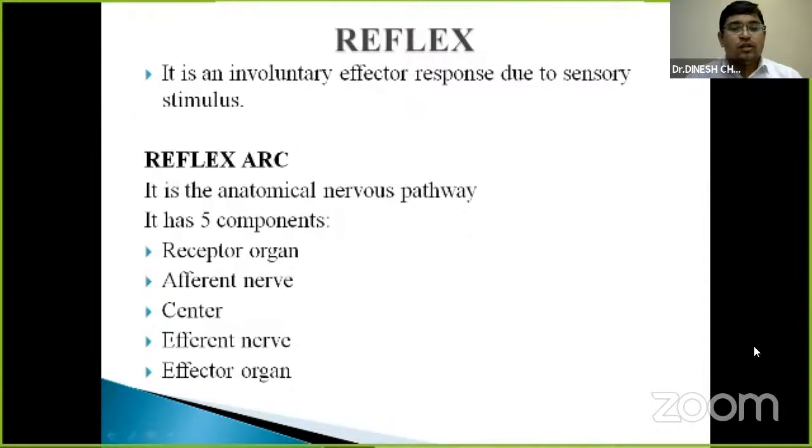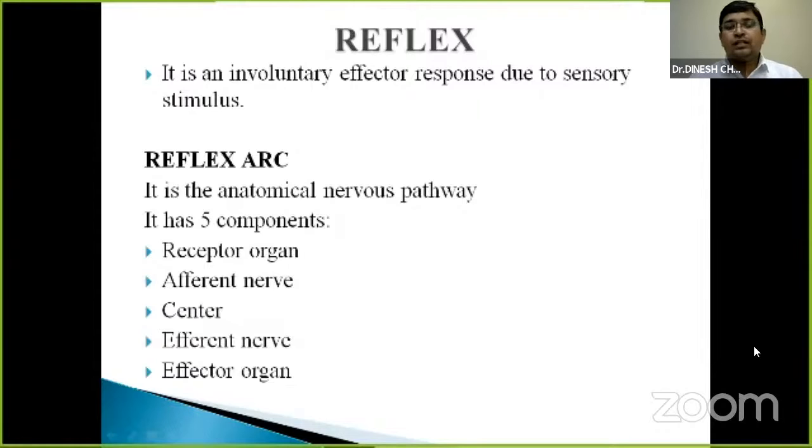First is the receptor organ, to receive that stimulus. Then to carry that stimulus to the center is the afferent nerve. So the afferent nerve carries the information to the center, and then the center actually perceives and interprets the information. That information goes to the efferent nerve, and with the efferent nerve to the efferent organ, and then we will see the response. This is what reflexes follow when we test them.